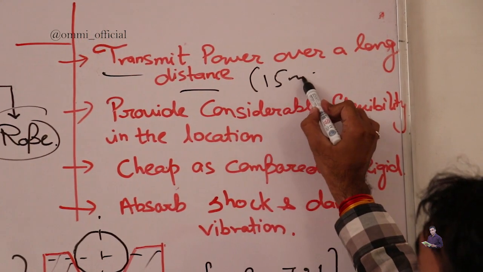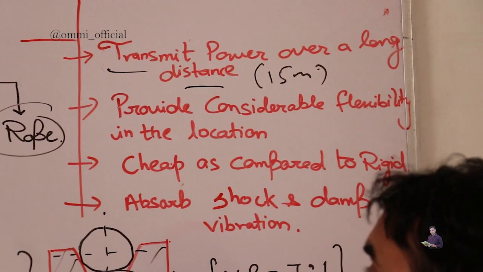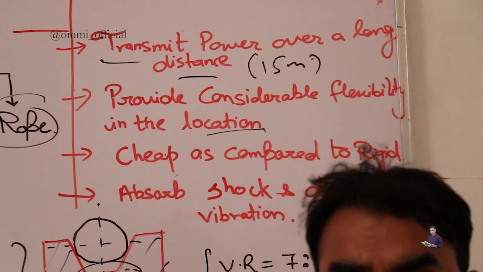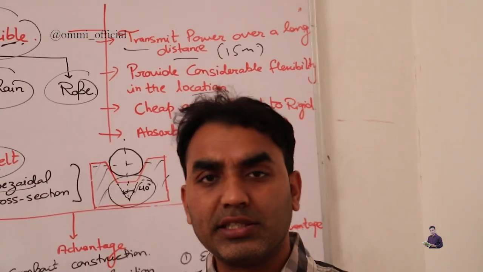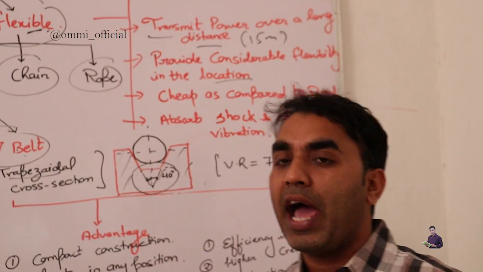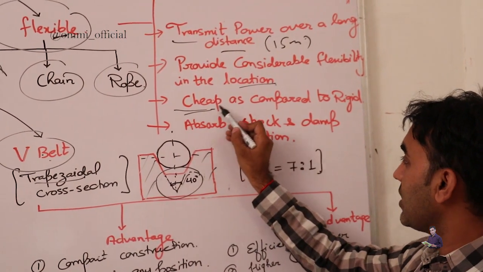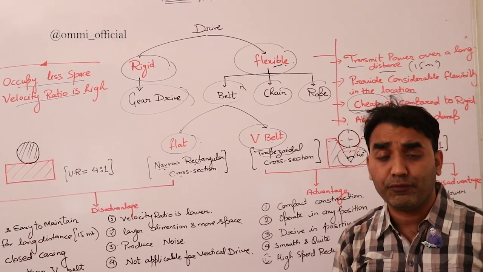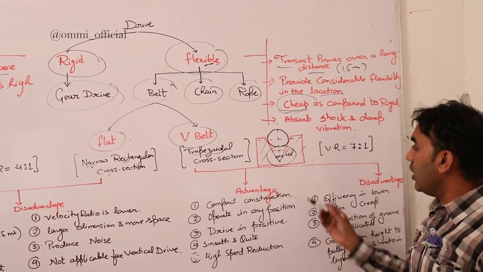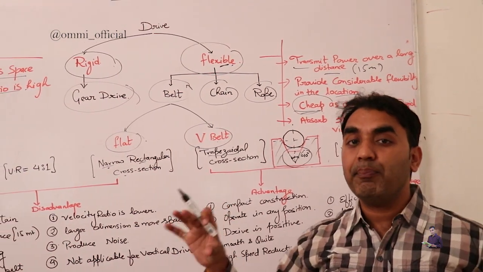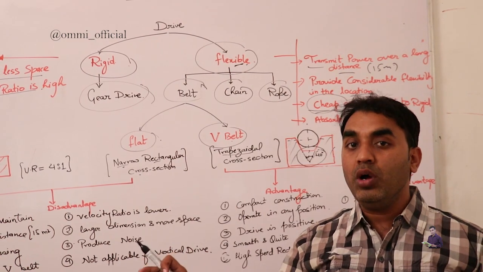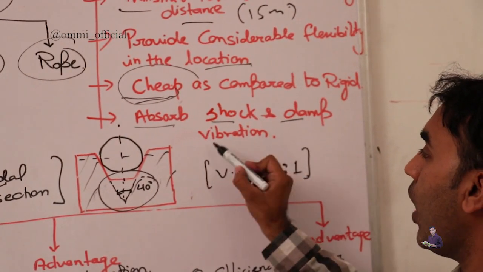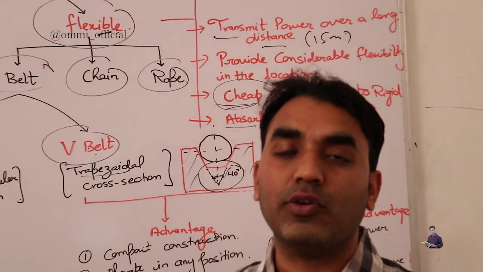Here we can say like 50 meters, 20 meters, it's like that. Second, it provides considerable flexibility between locations. We don't go with some fixed location. The locations can be changed as per your requirement. Third, it's the cheapest as compared to the rigid. The rigid requires a lot of skill, but in this case we don't require so much skilled work. And the last one, as the distance is long and there is an intermediate link between the two pulleys, we can absorb shock and damp vibration, which is a possibility and an advantage of the flexible.